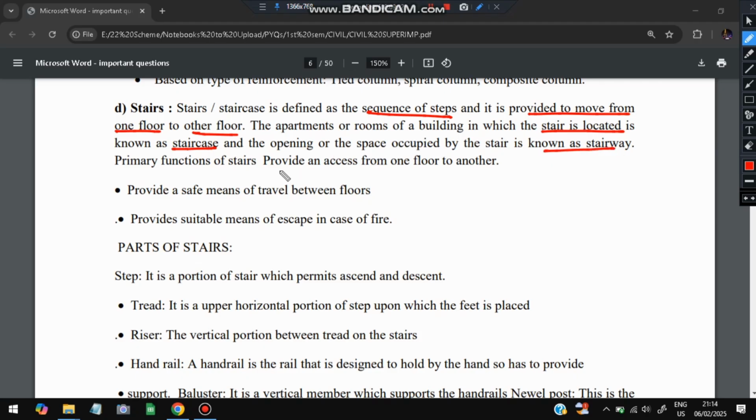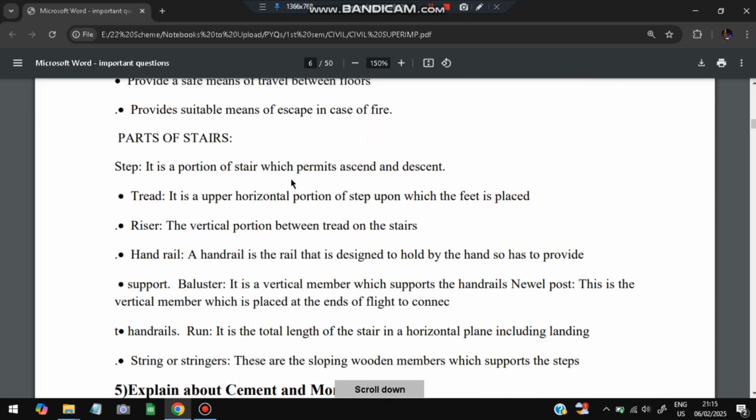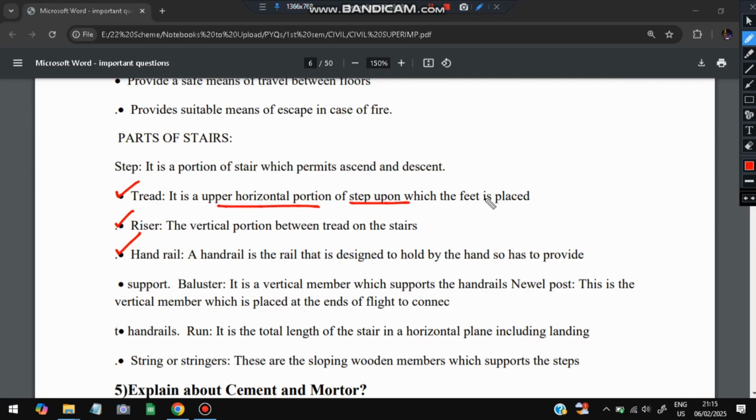The primary function of a stair is to provide access from one floor to another floor. It provides a safe means of travel between floors and is also suitable in case a fire happens. Okay. And the parts of a stair: a stair has three parts: tread, riser, handrail. Okay, the tread is the upper horizontal portion of a step on which the foot is placed. The riser is the vertical portion between the treads of a stair.